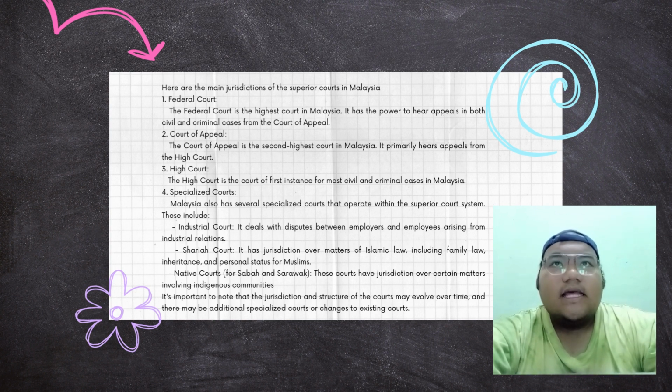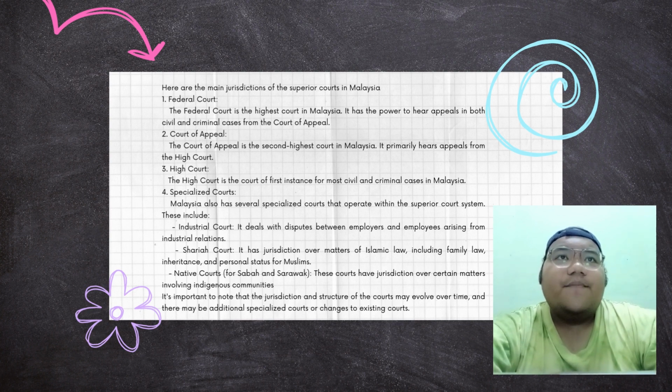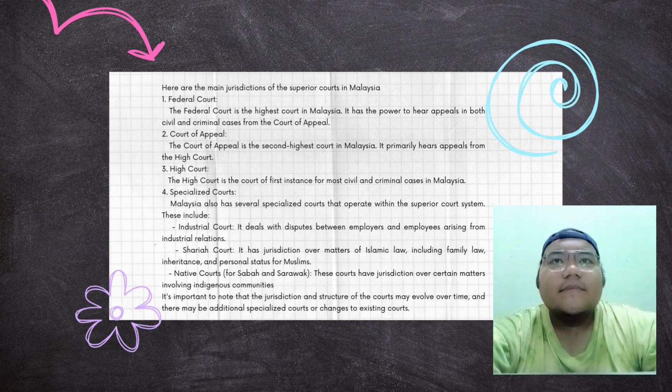Number four is Special Courts. Malaysia also has several special courts that operate within the superior court system. These include the Industrial Court, which deals with disputes between employers and employees arising from industrial relations. Second is the Sharia Court. It has jurisdiction over matters of Islamic law, including family law, inheritance, and personal status for Muslims. Then there are native courts for Sabah and Sarawak. These courts have jurisdiction over certain matters involving indigenous communities.